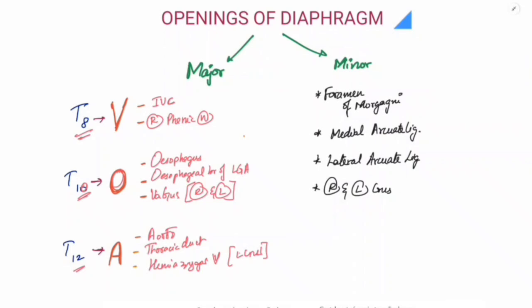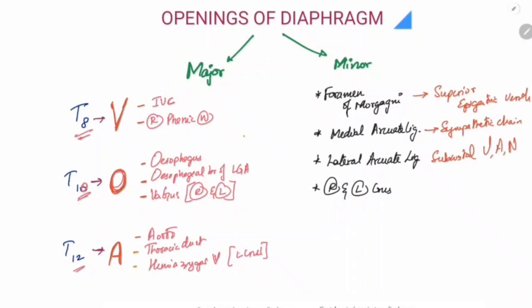Next minor openings, first வந்து it is foramen of Morgagni or space of Larrey. அதுல superior epigastric vessels. Medial arcuate ligament பின்னாடி இருக்கு ஒரு chain இருக்கு, that is sympathetic chain. Lateral arcuate ligament பின்னாடி இருக்கு, it is subcostal vein, artery and nerve. Left and right crus of diaphragm pierce பண்ணிட்டு வரக்கூடிய structures என்ன? It is splanchnic nerve. So this is all about the various openings of diaphragm and the structures passing through it.